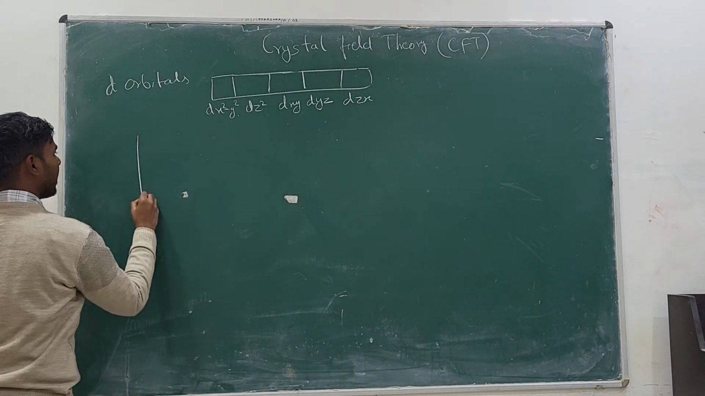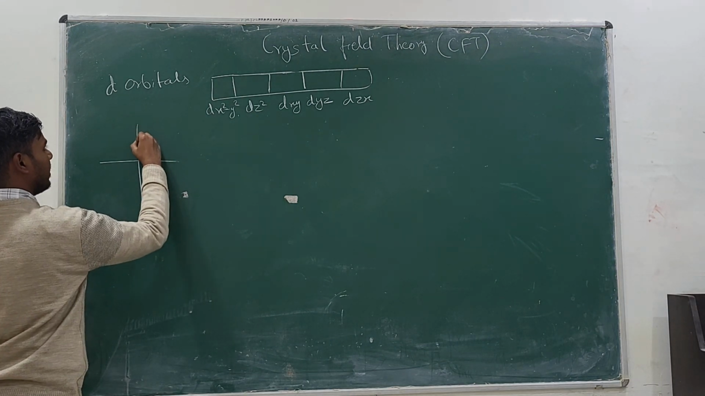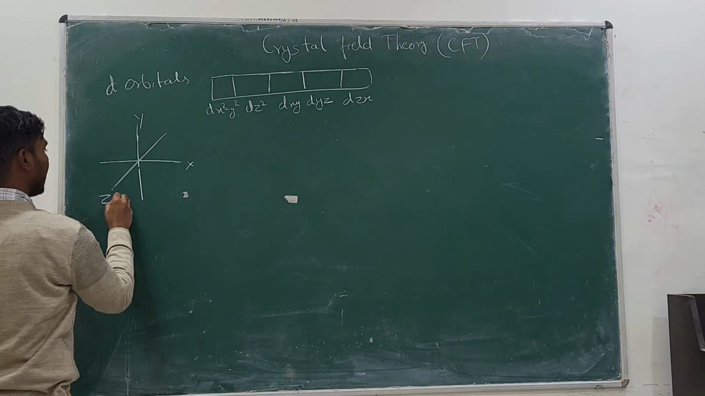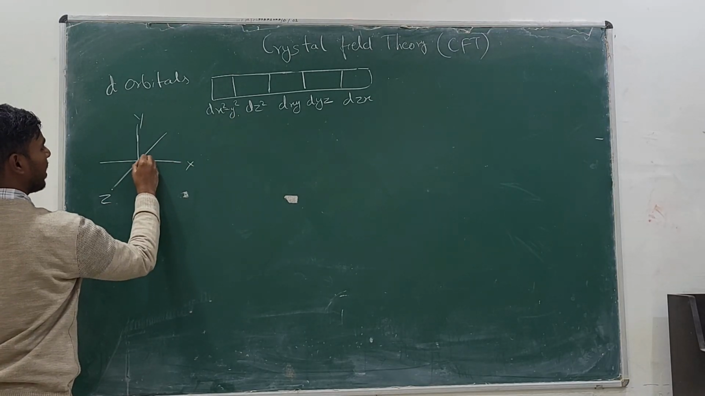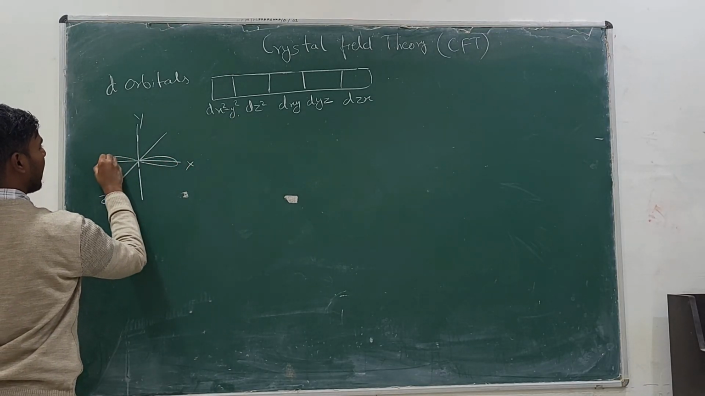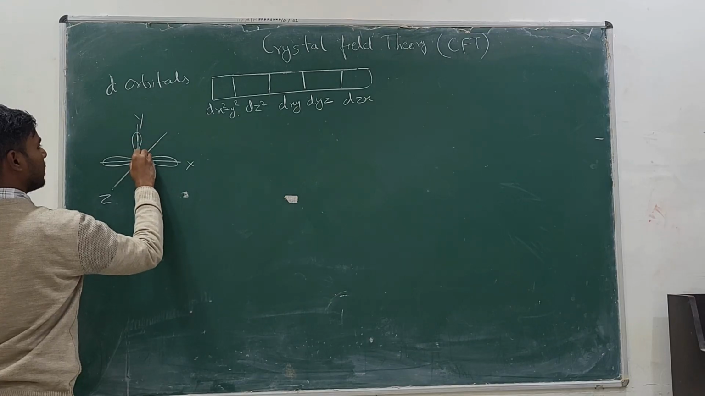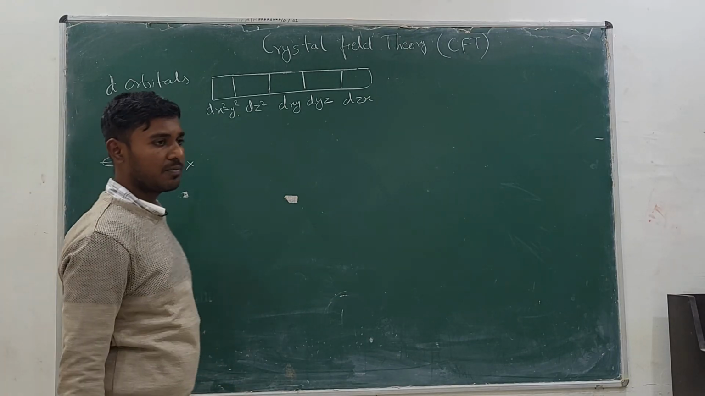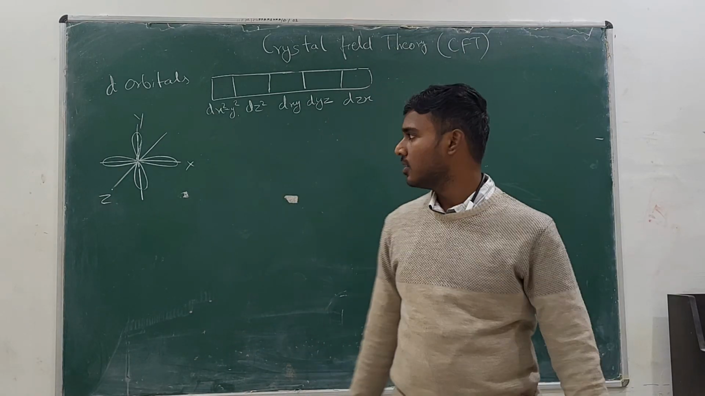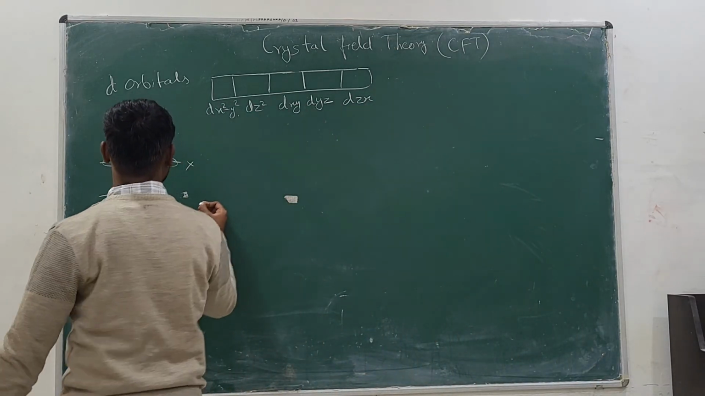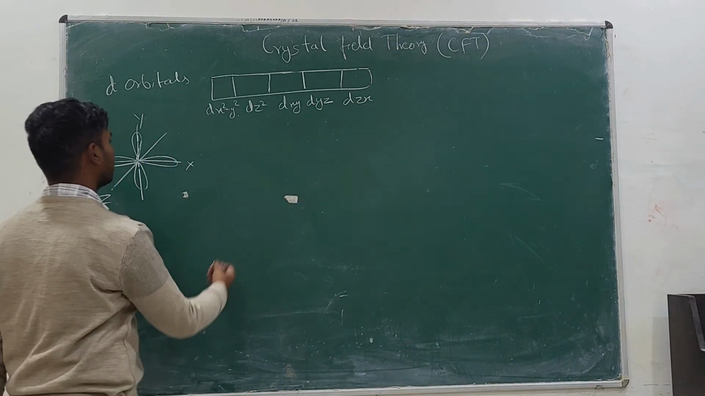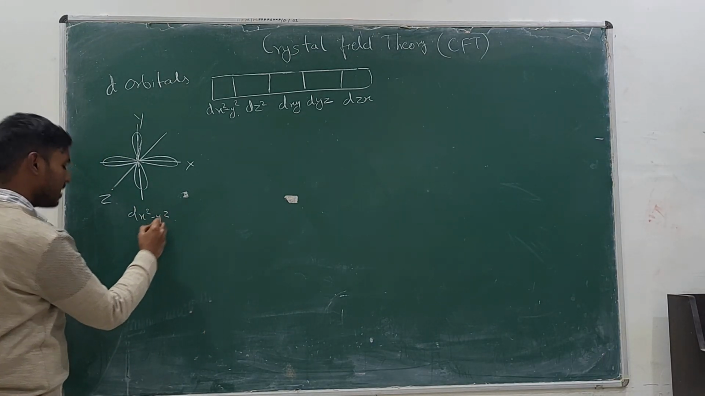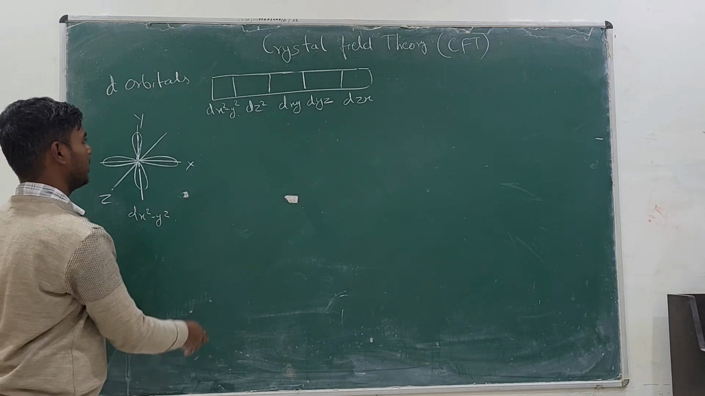So dx square minus y square, if we let this x axis, this one is y axis and this one is our z axis, then dx square minus y square is arranged along the axis. These are the lobes of these orbitals. You must have studied this in your previous classes of chemical bonding, but let's revise that for the sake of convenience. So this one is our dx square minus y square, which is arranged along the x axis and y axis.